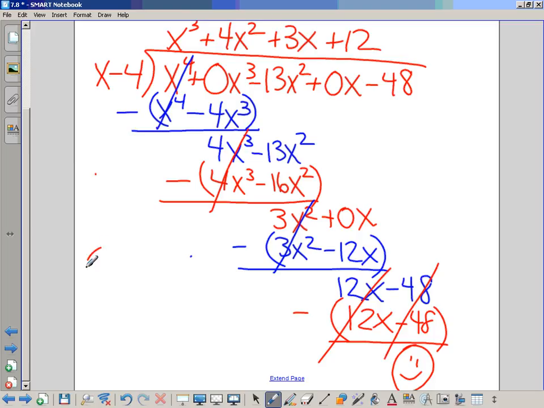So that means that x minus 4 times, that's called the divisor, the quotient equals the dividend that we started with.